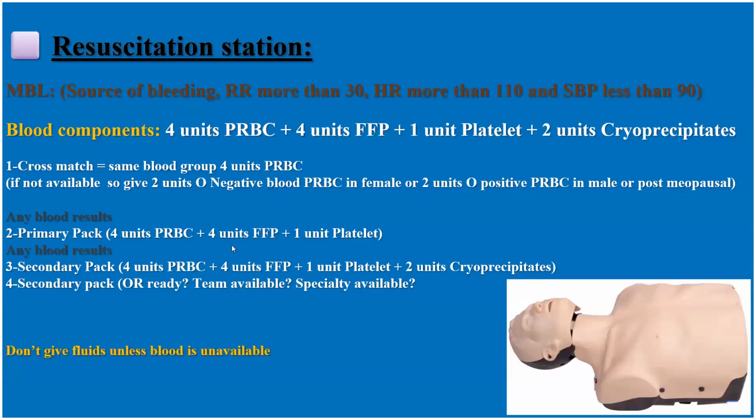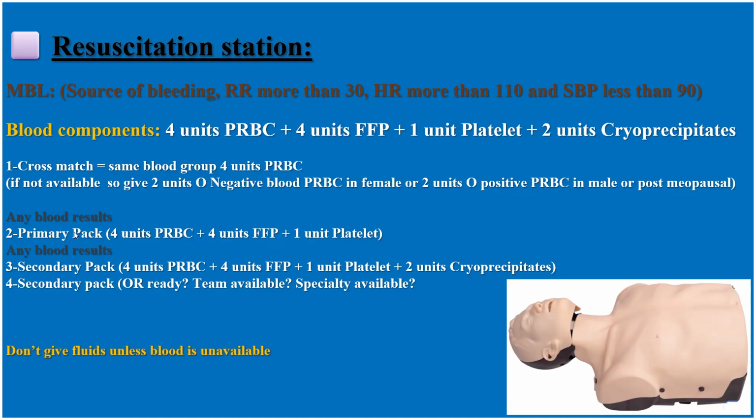So here regarding massive transfusion protocol, you should start with 4 units of RBCs. 4 units of packed RBCs, okay, same blood group. Then in the second circulation, you should ask about blood pressure. If it is normal systolic, then you can go for the primary bag. It means 4 units packed RBCs, 4 units of fresh frozen plasma, 1 unit platelet.